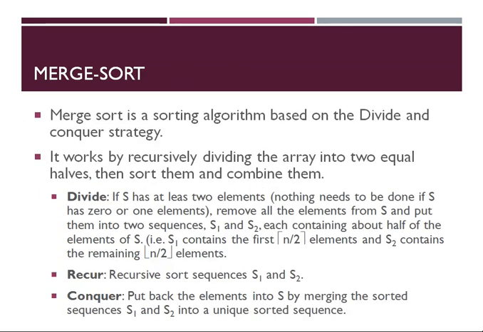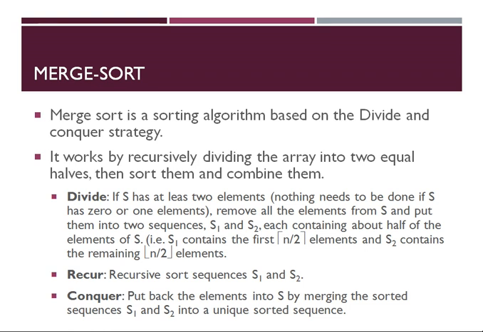Using the same strategy as that of the divide and conquer method, another algorithm is based, called merge sort. It works recursively, dividing the array into two equal halves, then sorting them and combining them. Just now we saw the divide and conquer strategy, which has three steps. The same three steps are utilized in merge sort recursively.